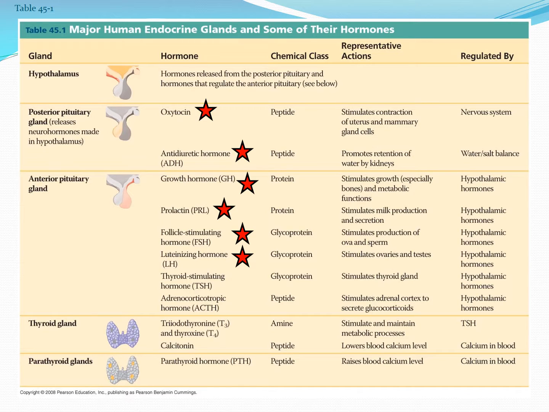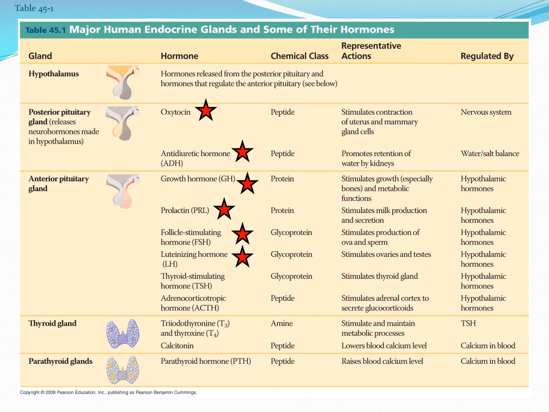So here's a chart that shows all of the different hormones that your book describes. And I have put a star next to the ones that I feel are important for you to know. You don't have to have these memorized. You don't have to have them set in stone. But it would be important to be able to recognize these, because I feel like these would be the ones that they could potentially pick for questions.